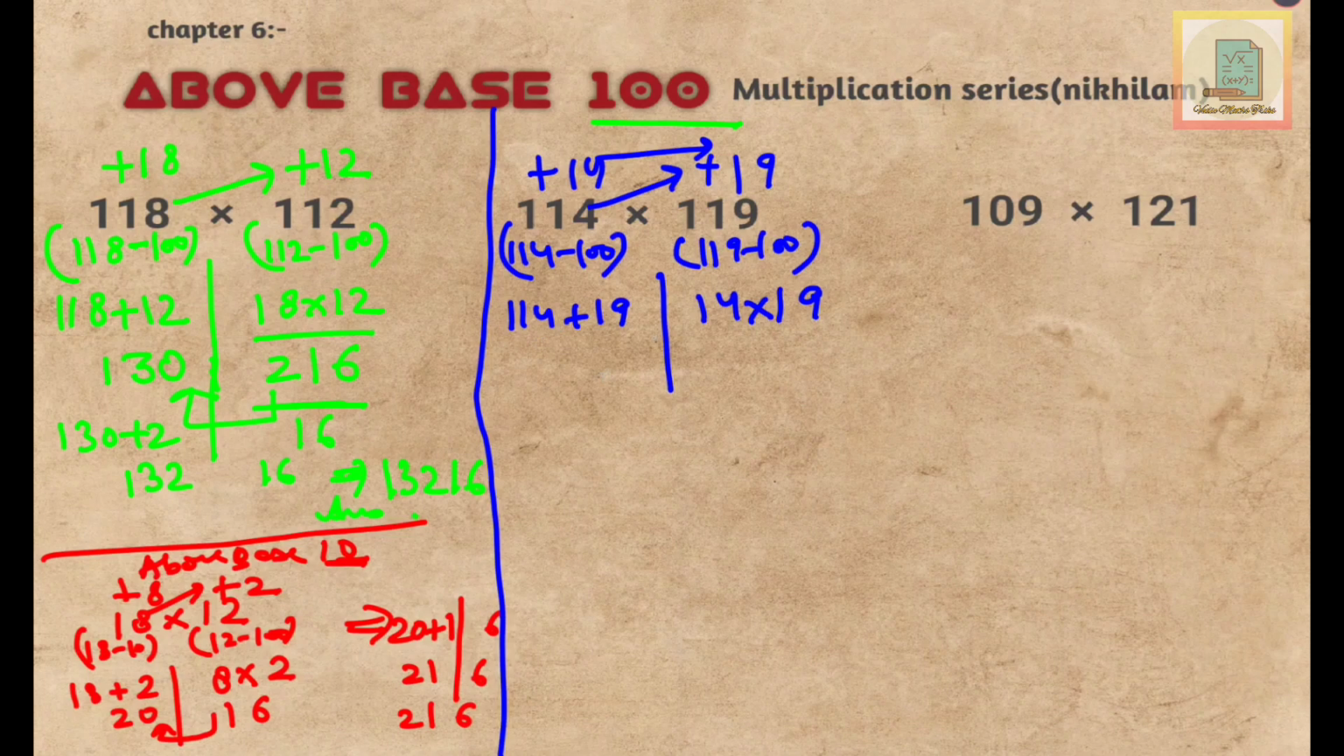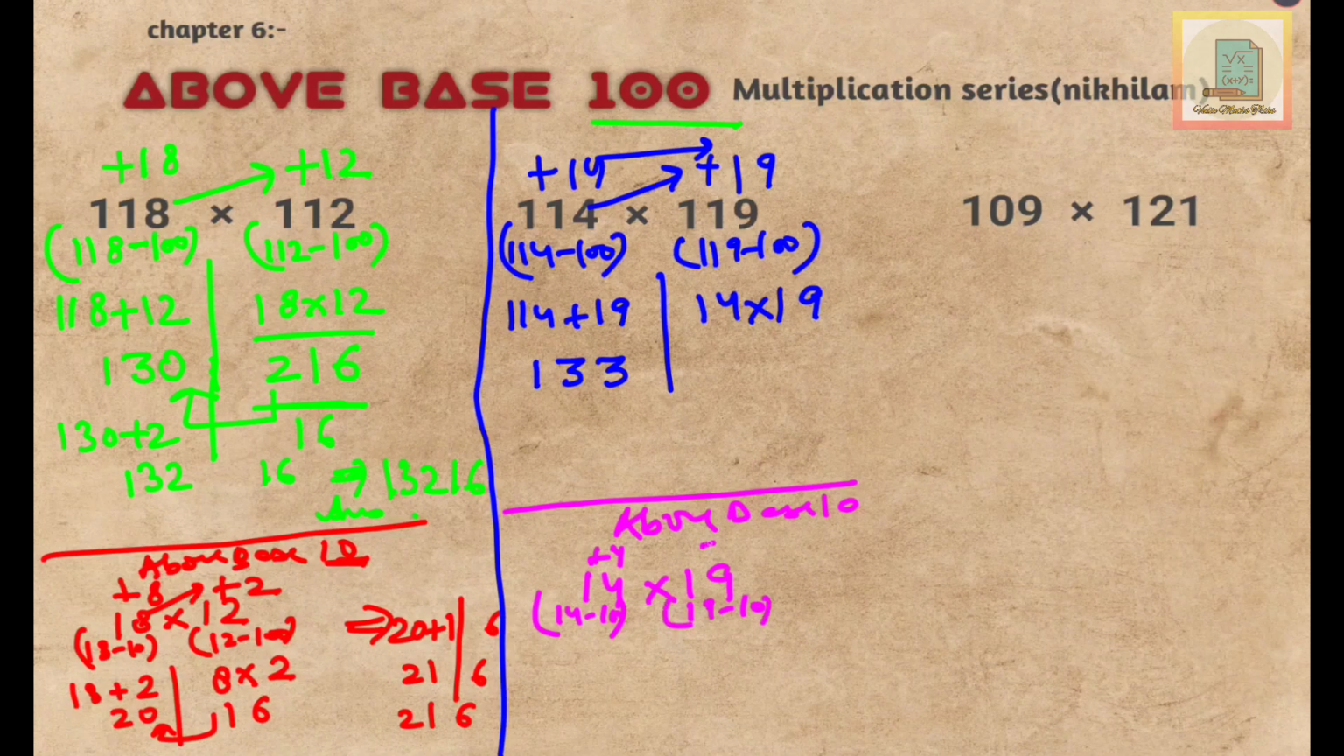So 114 plus 19 gives you 133. Now for multiplying 14 by 19, we will use the above base 10 method again. Now 14 multiplied by 19, so the deviations will be 14 minus 10, which will give you plus 4 as deviation, and for 19 the deviation will be plus 9. Now make a partition, first number plus the second deviation, which is 14 plus 9, and in the second partition multiply the deviations, which is 4 multiplied by 9. So 14 plus 9 gives you 23, and 4 multiplied by 9 gives you 36.